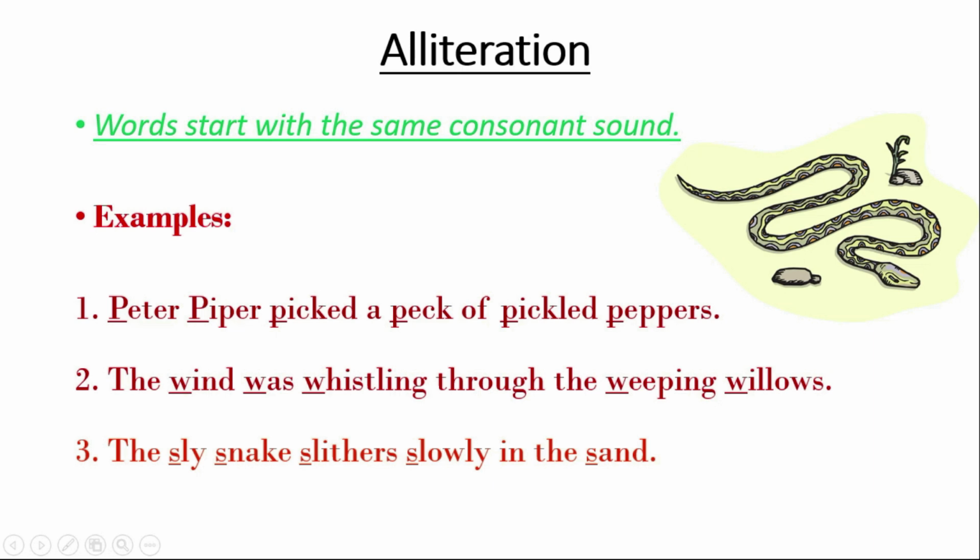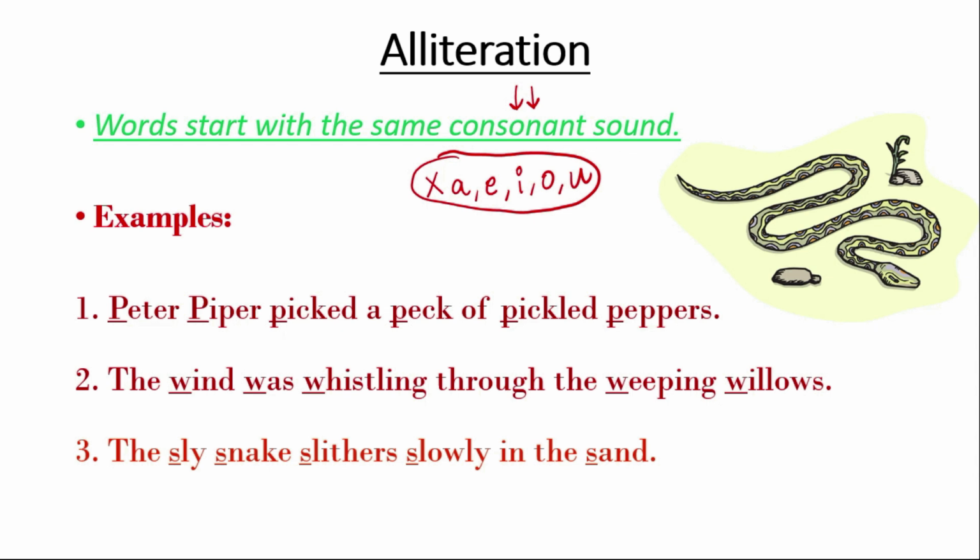Let's go to the next one, which is alliteration. So what was the first one that we learned? Assonance, right? So what was assonance? Vowel sounds in closely placed words. Now this is alliteration. So what is alliteration? The words start with the same consonant sound. So what is consonant? Anything that is not vowel. So which is not A, E, I, O. So it shouldn't be this. So those letters are called consonants. So when closely placed words start with the same consonant sound, it is called alliteration. Let's look at the example.